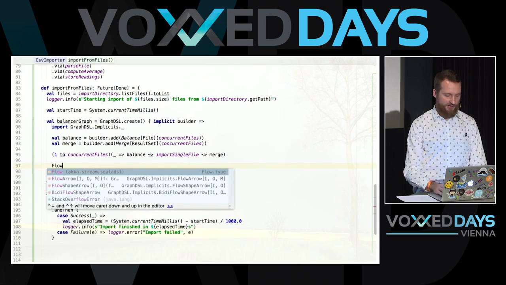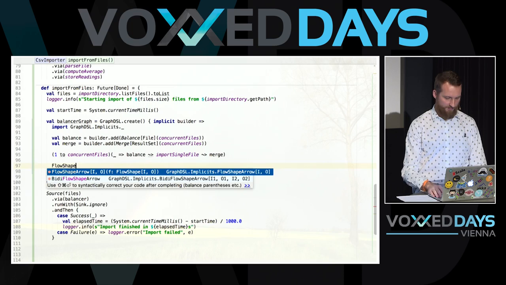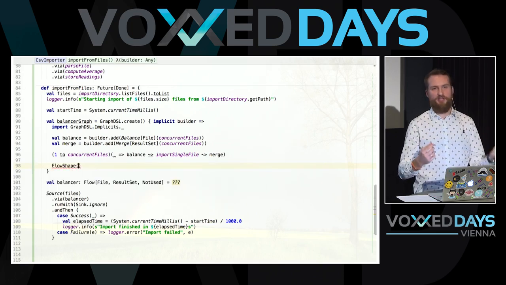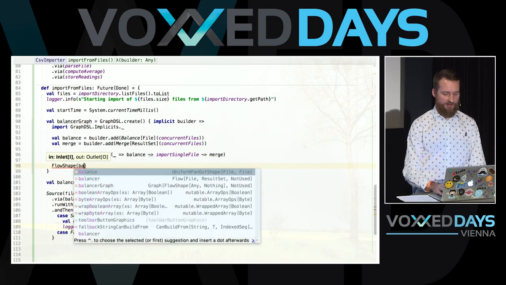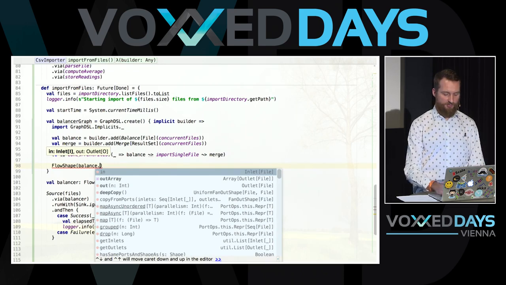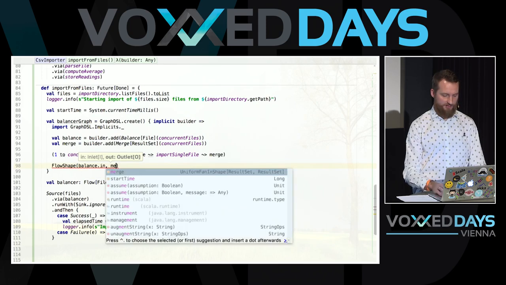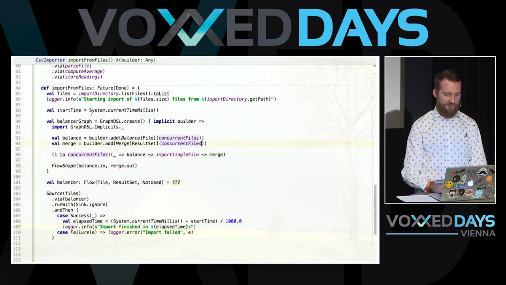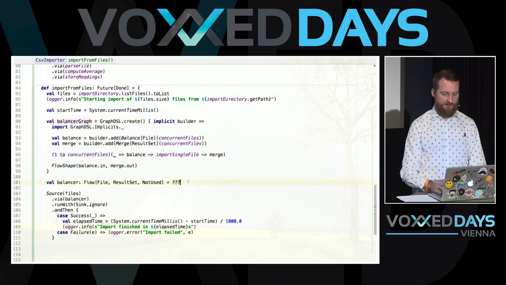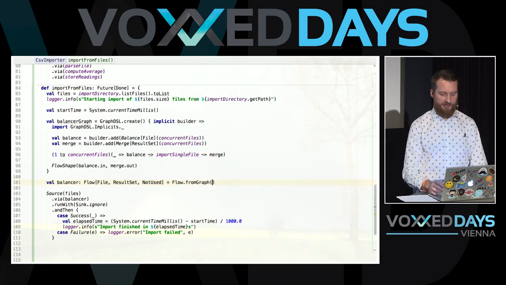And in our case, it would be a flow shape. The flow shape has a single input and a single output, just as we defined the flows before, but here we're just using the DSL. And the input of our flow would be the input of the balance stage, and the output will be the output of the merge stage. So this is the definition, and our actual balancer flow will be built from the graph we defined.